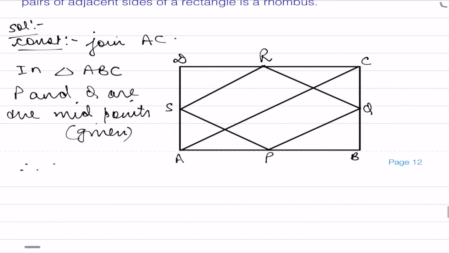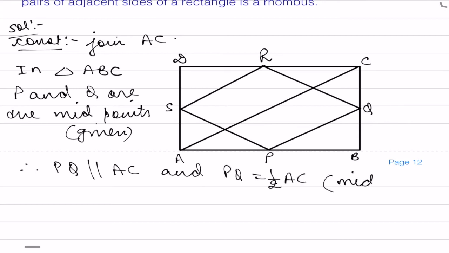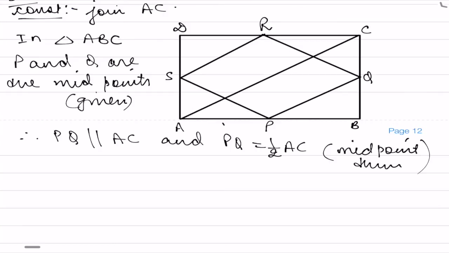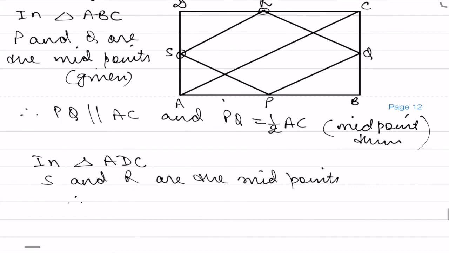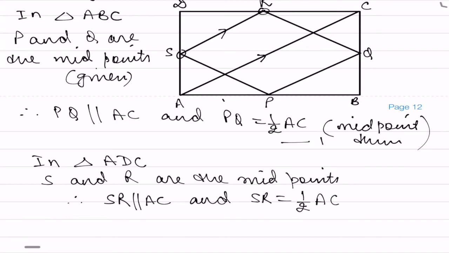Therefore, by midpoint theorem, PQ is parallel to AC and PQ is half of AC. That is by midpoint theorem. Now we will see the upper triangle ADC. In triangle ADC, S and R are the midpoints. Therefore, SR is parallel to AC and SR is half of AC. So the previous one was equation number 1, and this is equation number 2.